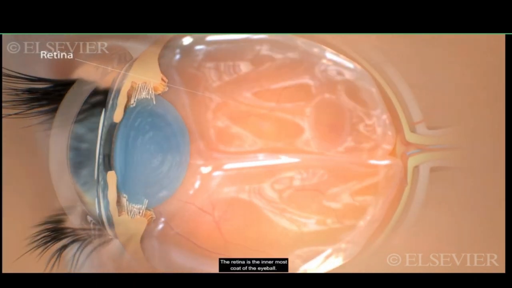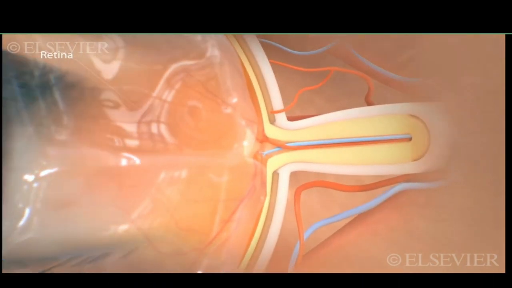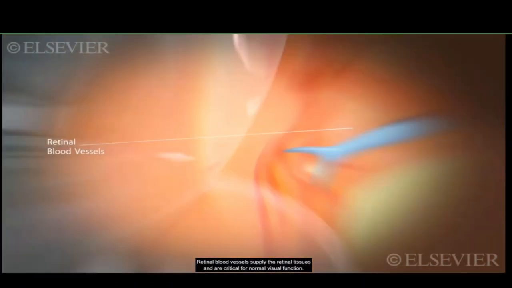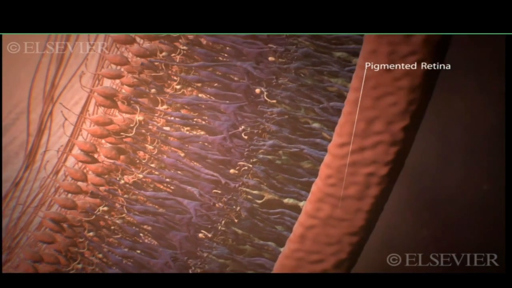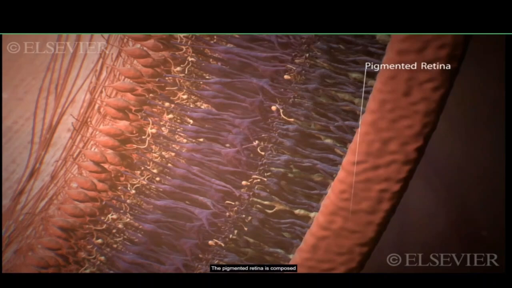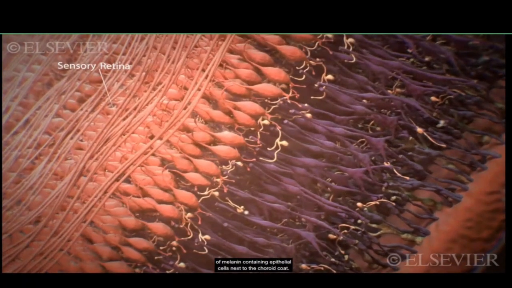The retina is the innermost coat of the eyeball. It has no anterior portion. Retinal blood vessels supply the retinal tissues and are critical for normal visual function. The pigmented retina is composed of melanin-containing epithelial cells next to the choroid coat.